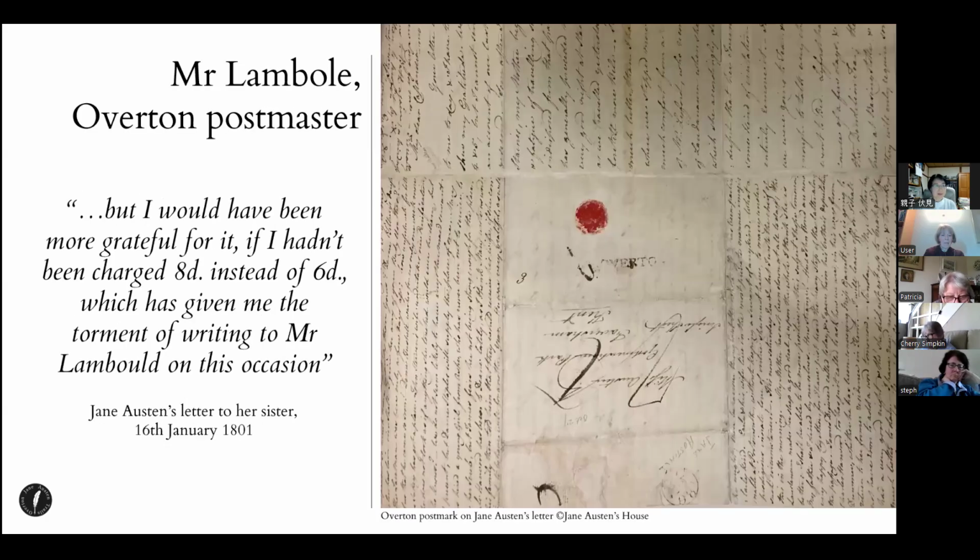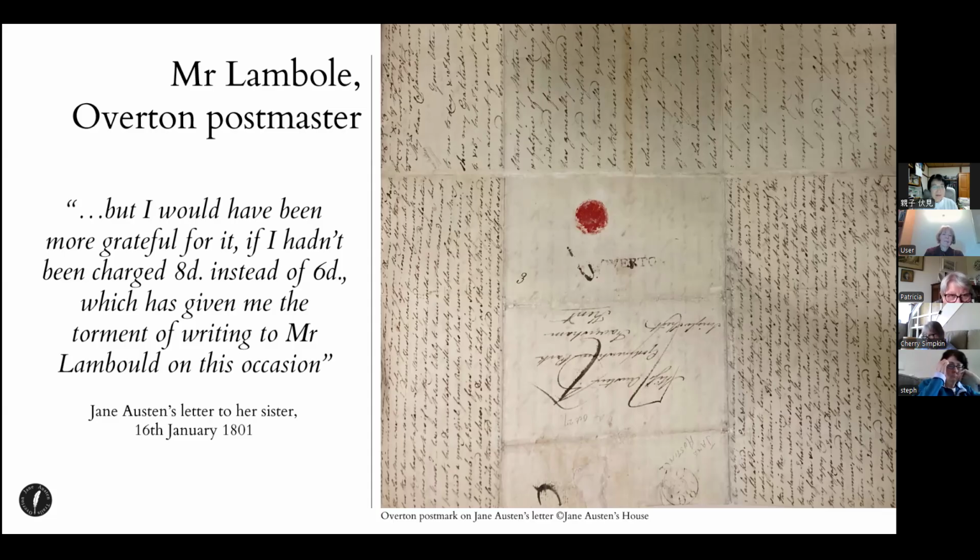We see a Mr. Lambole listed in the directory as a hairdresser. And there was also Mr. Lambole, who was the postmaster. We see that Jane was in dispute with him over the cost of postage. At that time, the recipient paid to receive the letter, not the person posting it.